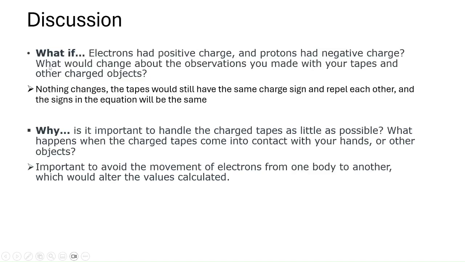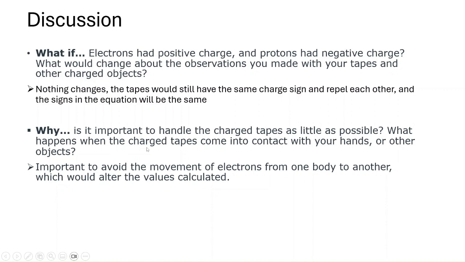So some discussion: what if the electrons had a positive charge and the protons had a negative charge? What would change about the observations? Nothing would actually change, because the tapes would still have the same charge sign, which would make them repel each other, and the signs in the equation would also be the same if you switch positive with negative and negative with positive. Then, why is it important to handle the charged tapes as little as possible?